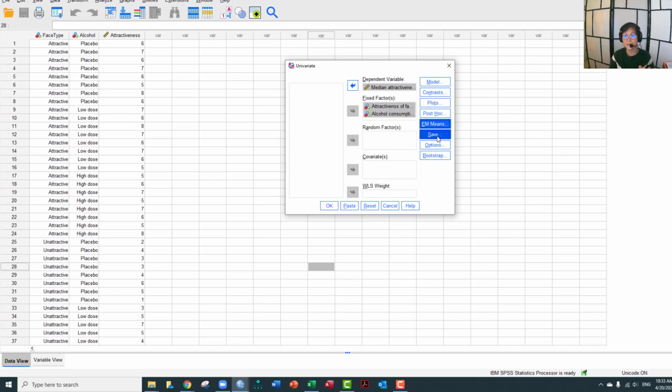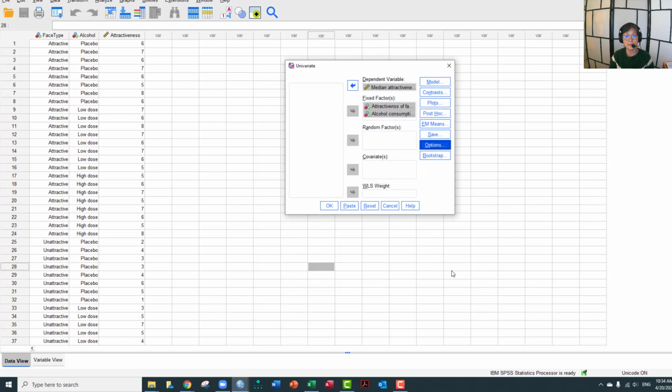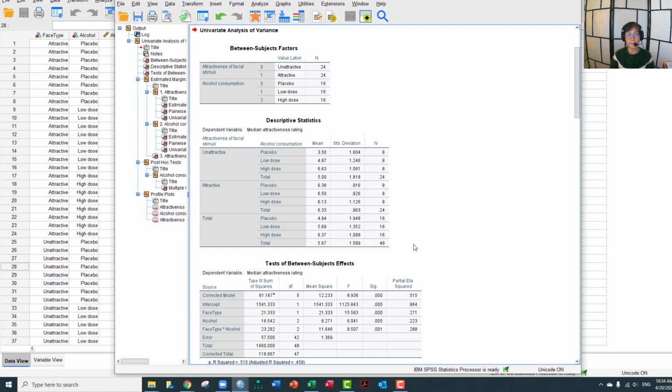In terms of save, we don't have anything that we are going to play with. However, in options, we want to get descriptive stats. We want to have estimates of effect size. In the lecture note, I clicked this one as an option, but you don't have to, so I'm not going to do it here. And continue. And then you paste it so that you can build your syntax file again. It's a good practice to build your syntax file all the time, all right? I'm going to say okay.